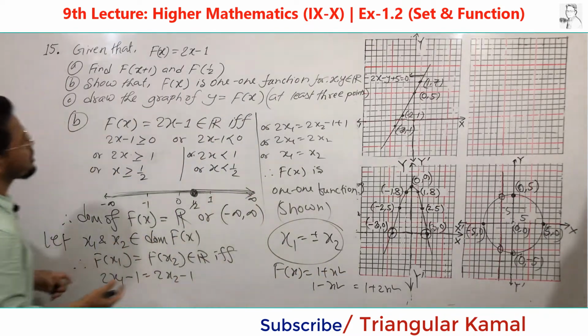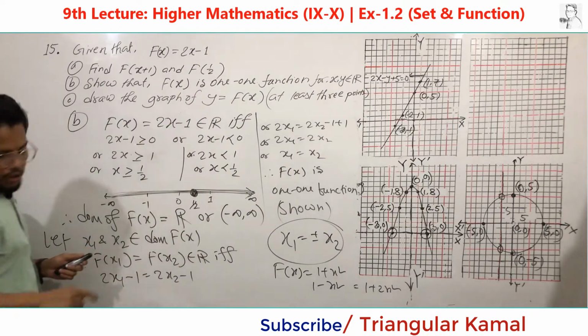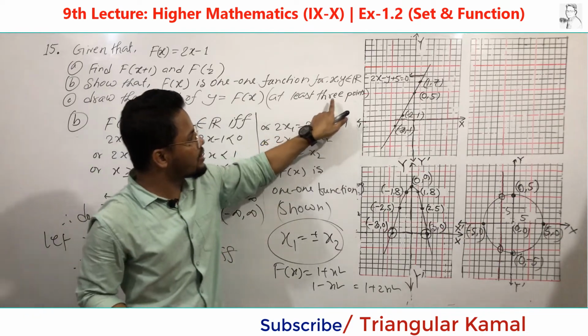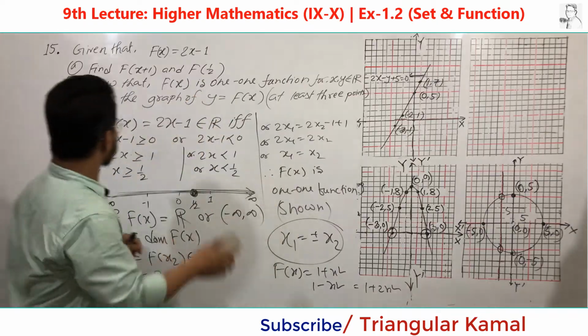So now in question number 3, draw the graph of y equal to f of x, taking at least 3 points. We have already done these types of questions in number 13 and number 14.